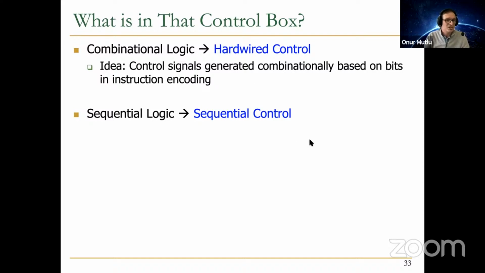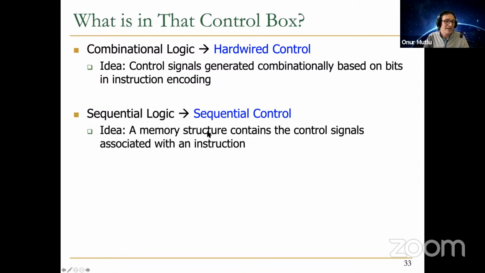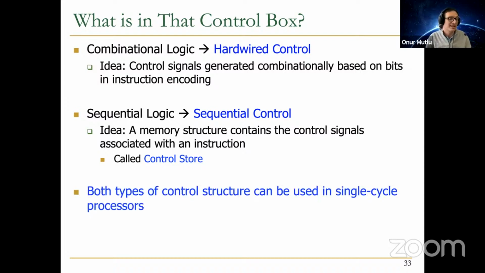But it could also be sequential logic, meaning sequential control. Basically, you can have a memory structure that contains the control signals associated with an instruction. This is called a control store. Using the opcode, you index the memory, and you get all of those 8 control signals that you need, and you use them later in the data path. That's perfectly fine also. So both types of control structure can be used in single cycle processors. But of course, the memory structure is sometimes more expensive, depending on how big the control signals are. It's a trade-off depending on how big things are.